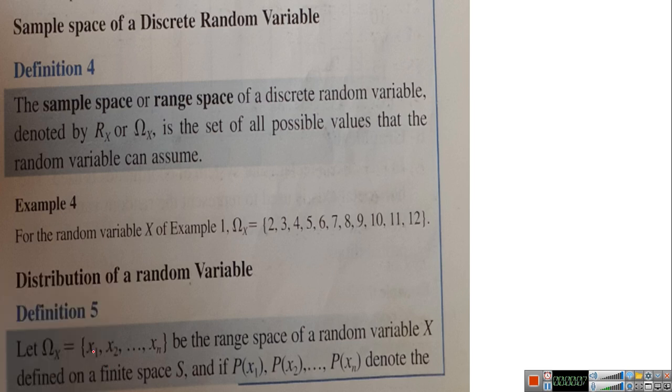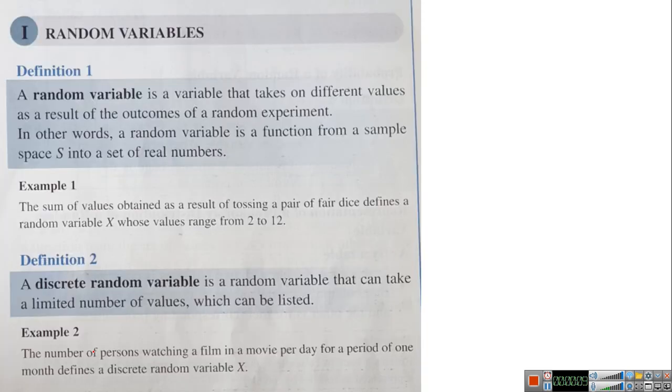This is the last part of probability. A random variable is a variable that takes on different values as a result of the outcomes of a random experiment. In other words, a random variable is a function from a sample space into the set of real numbers. So this is the most important: the set of real numbers. Let us take an example.